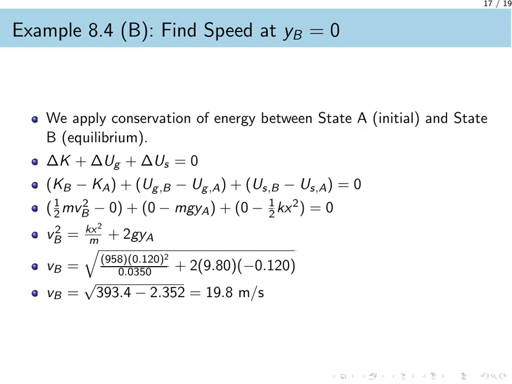This time, the final kinetic energy at state B is not 0. It is 1/2 m v_B squared. The final gravitational potential energy at state B is 0 by our definition. The final elastic potential energy is also 0 because the spring is relaxed. After substituting the initial and final energy values, we can solve the equation for the speed v_B. This gives a final speed of 19.8 meters per second.